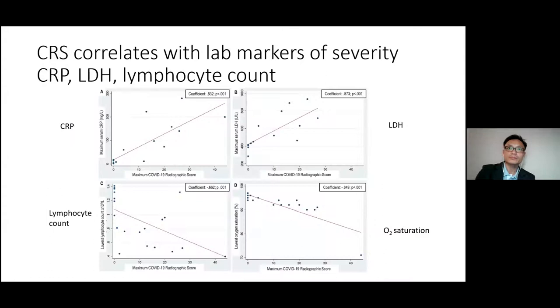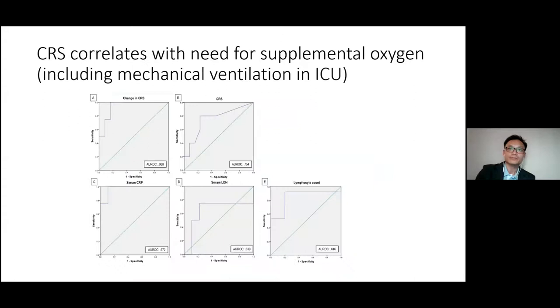From our study, we found that chest X-ray correlates significantly positively with CRP and LDH, and inversely with lymphocyte count and oxygen saturation. This validates the role of chest X-ray in monitoring disease severity vis-a-vis the lab markers. We further found that the diagnostic performance of CRS correlates with the clinical endpoints of supplemental oxygen requirement, as well as or better than the lab markers. This suggests that chest X-ray severity could predict for patients who may require admission for close monitoring.